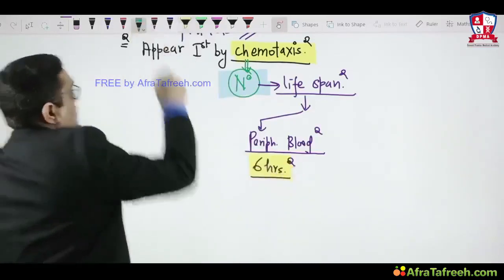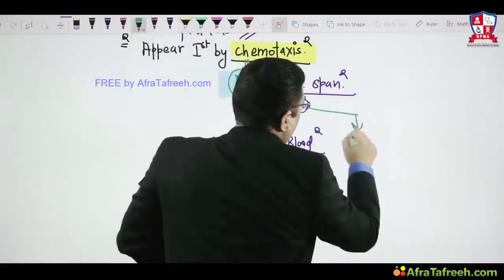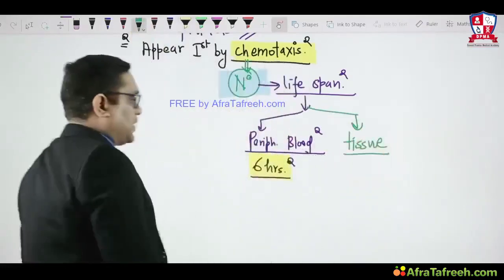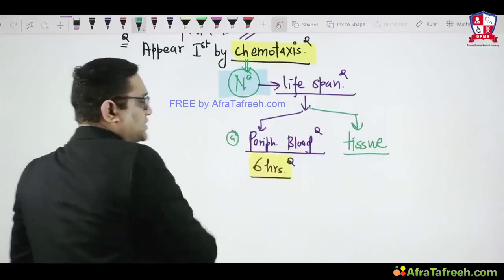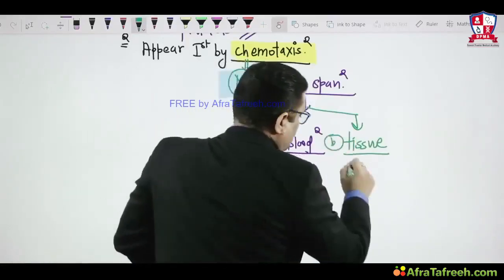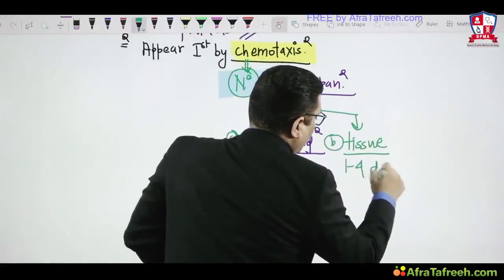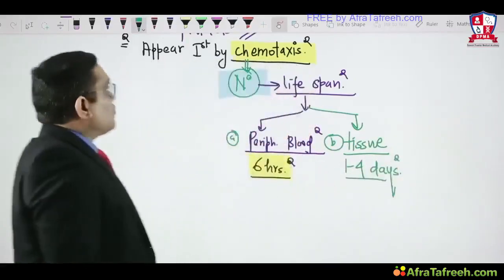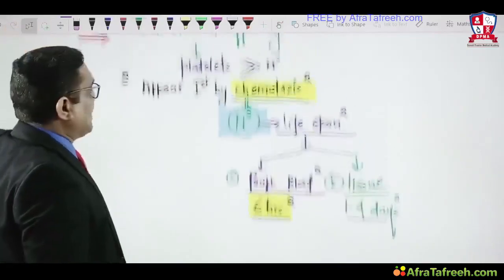So maybe a future question can be asked in your exam, okay, what about tissue? So what is the lifespan of neutrophil? In peripheral blood, it is 6 hours, but when it is about tissue, it will be 1 to 4 days, right? It should be 1 to 4 days. What will be the lifespan of platelet?